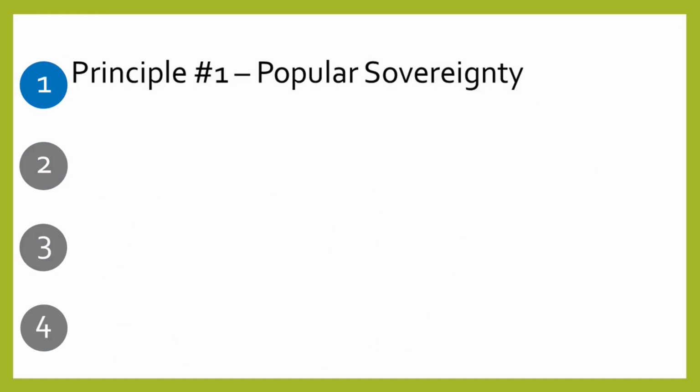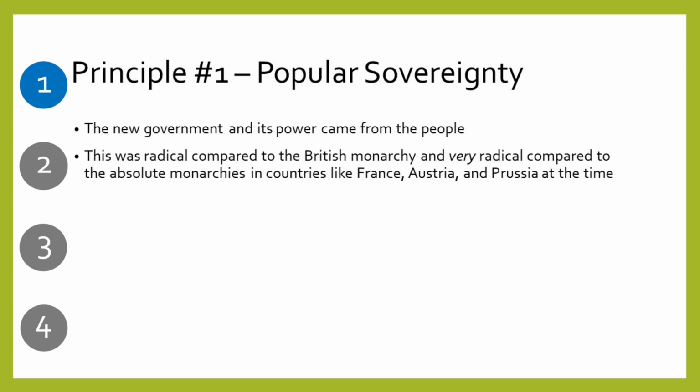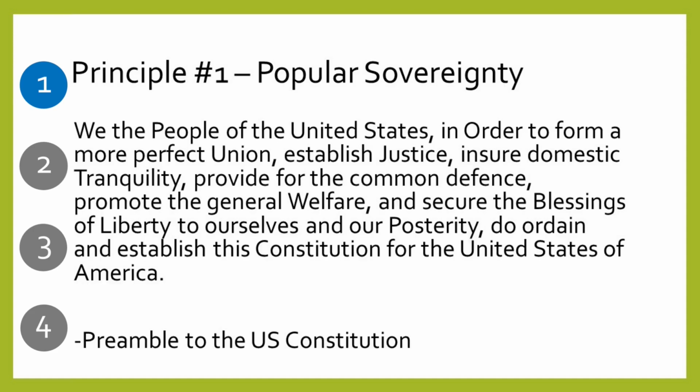The first principle was that the new government was being constructed by and also derived its power from the people of the United States. At a time when divine right monarchy was pretty common among the great powers of Europe, it was a big deal for the US Constitution to start with an explicit statement that we, the people of the United States, were establishing our own constitution. That idea impacted both the content of the document and the way it was ratified, as we'll see momentarily.